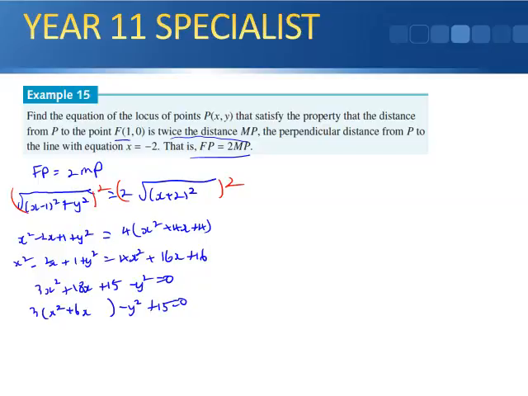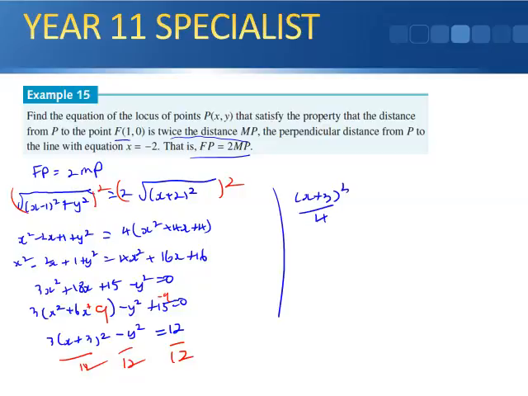And when I factorize this, I'll get 3 times x plus, this will be 9. I'll just go like this, 9 in here. Alright, so plus 9 in there, minus 9 there. I get x plus 3 all squared minus y squared equals 12. And divide everything by 12. I end up getting x plus 3 squared divided by 4 minus y squared divided by 12 equals 1.